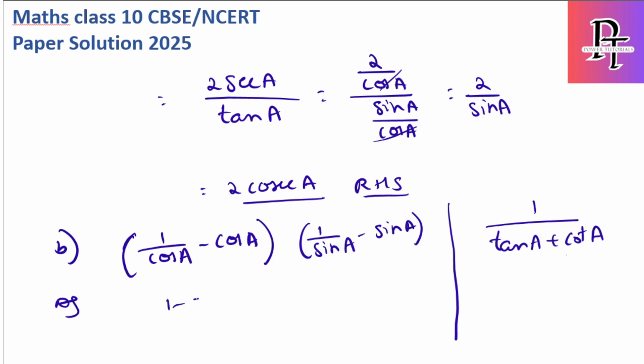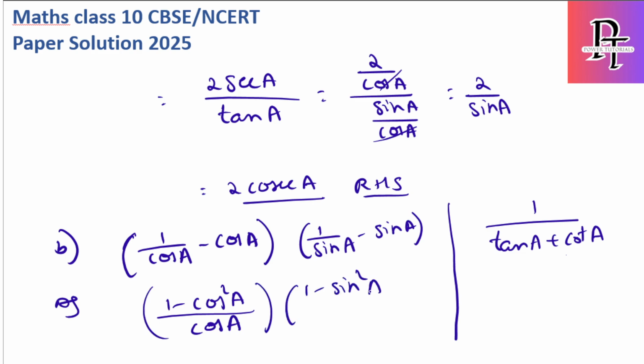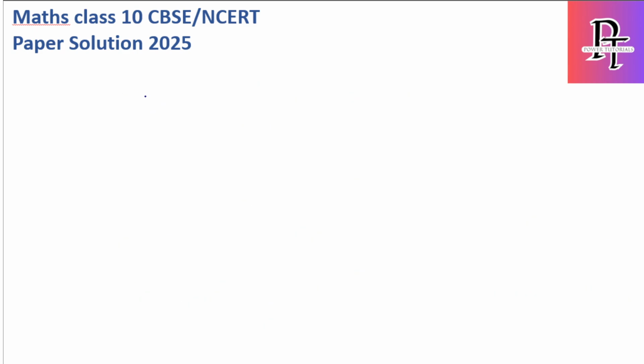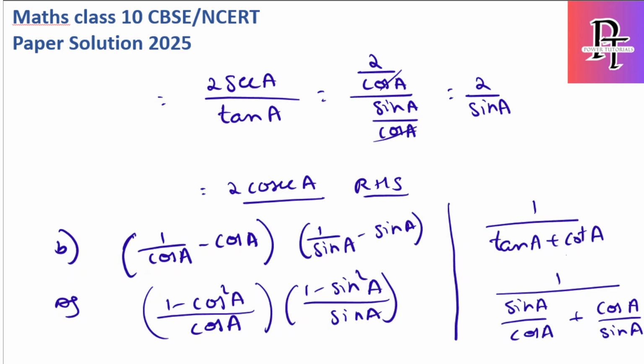So this, if I take LCM, it becomes 1 minus cos square A by cos A into 1 minus sin square A by sin A. If I write tan in the form of sin and cos, this becomes 1 by sin A by cos A plus cos A by sin A. So the next part, 1 minus cos square A is sin square A by cos A, into cos square A by sin A, because 1 minus sin square A is cos square A.